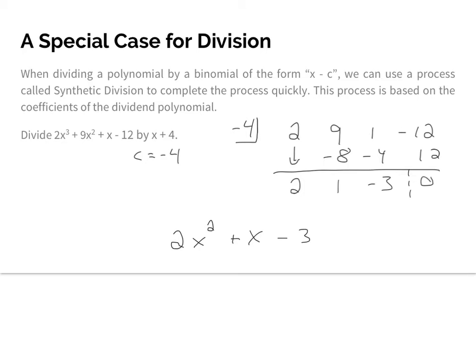That means that this division works out perfectly, meaning that x plus 4 is actually a factor of 2x cubed plus 9x squared plus x minus 12. If that's the case, it divides evenly, and this is my resulting answer. 2x squared plus x minus 3 is my final answer. That's it. That's all it takes. Alright, let's get some more practice now.